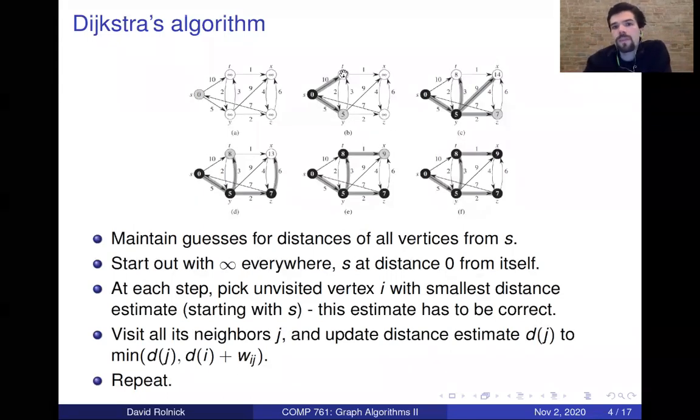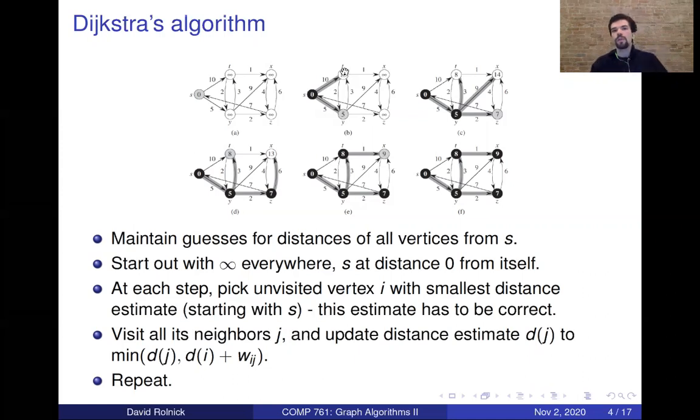Suppose that you visited T before visiting Y. You would say, okay, distance to T is 10. Therefore, my estimate for the distance to X is 10 plus 1, which is 11. In fact, there's a shorter path, which is distance 9, 5, 3, 1. But you would never see that because the only time you update X from T, you would have had the wrong estimate at T. Does that make sense? So you need to do them in order or some of your estimates will be wrong.